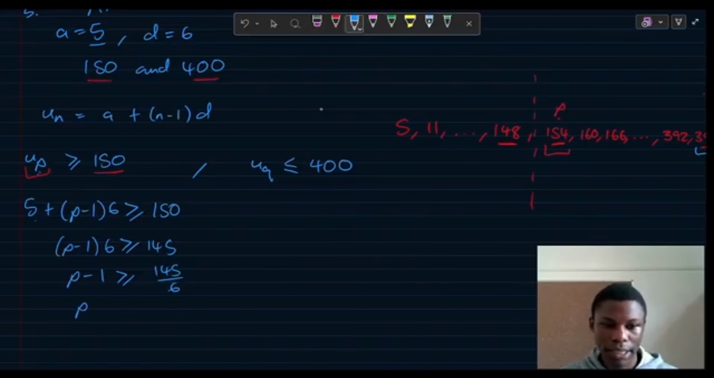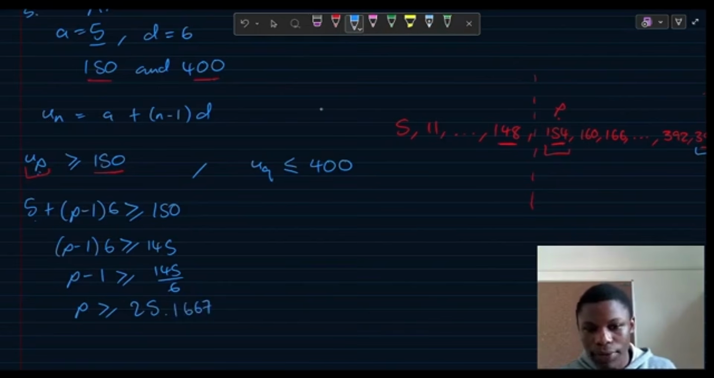Add 1 to both sides, so P is greater than or equal to, the maths is killing me, 145 over 6 plus 1, which is 25.1667. Right.